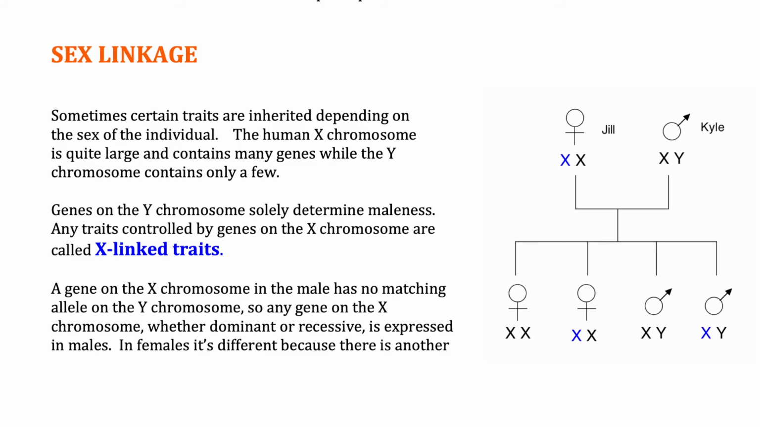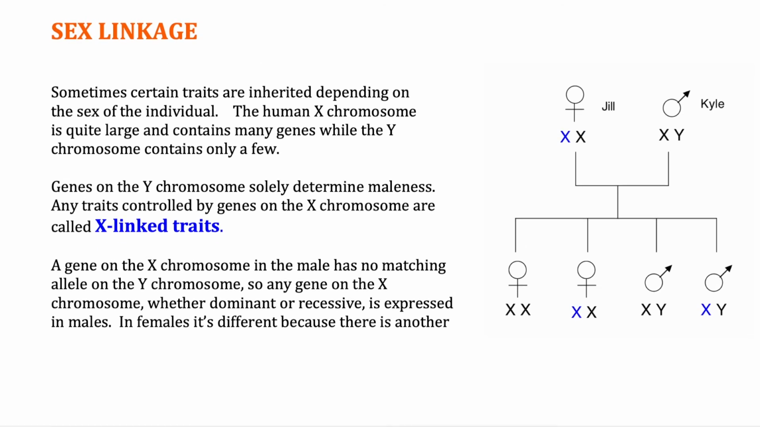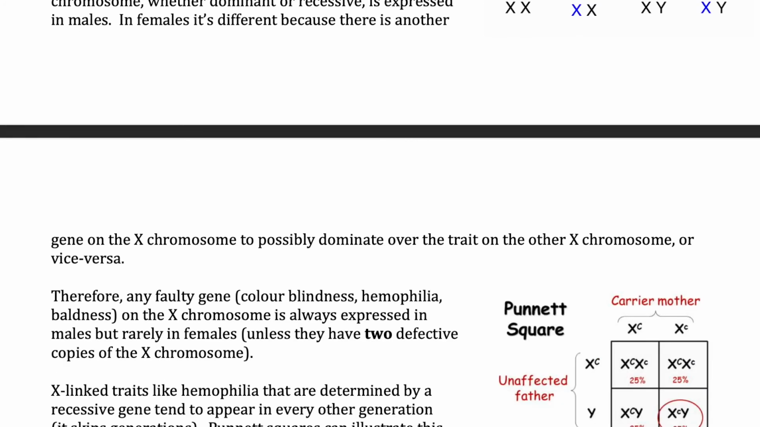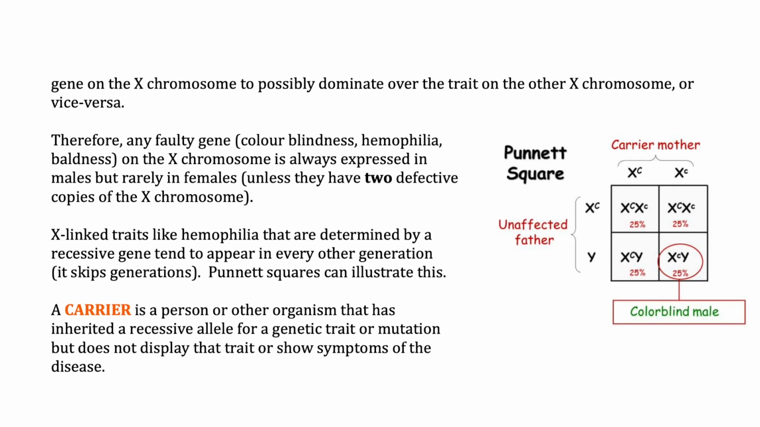In females, it is different because there is another gene on the X chromosome to possibly dominate over the trait on the other X chromosome, or vice versa. So, males usually get the short end of the stick because they only have one X. For example, if a male gets color blindness, which is an X-linked trait, they have color blindness. If a female gets the color blindness allele, they probably won't show it because they have two X copies. Therefore, any faulty gene, color blindness, hemophilia, baldness on the X chromosome is always expressed in males, but rarely in females unless they have two defective copies of the X chromosome.